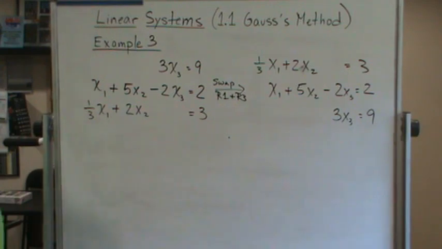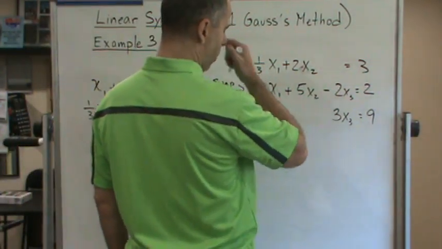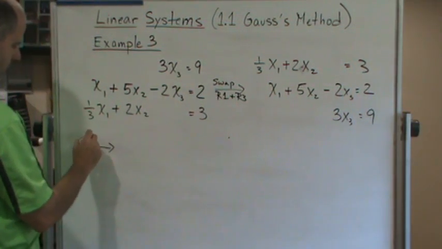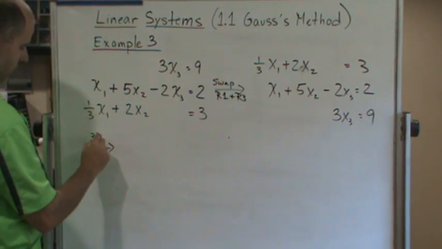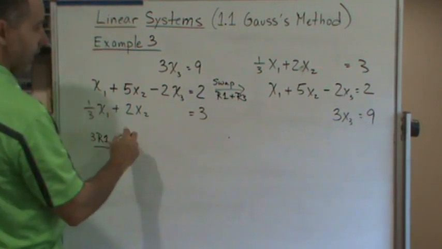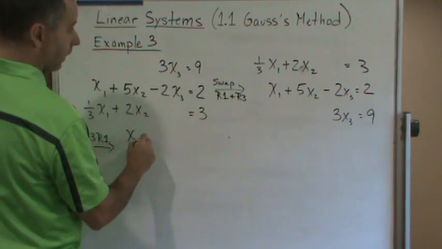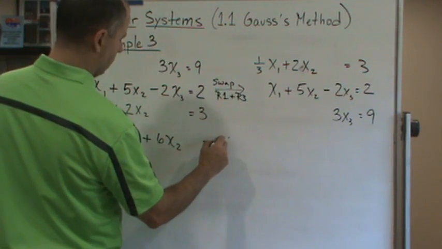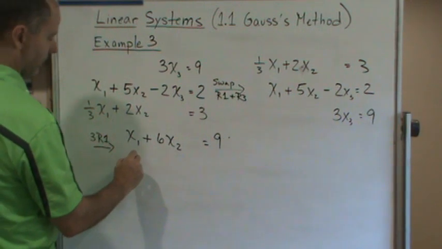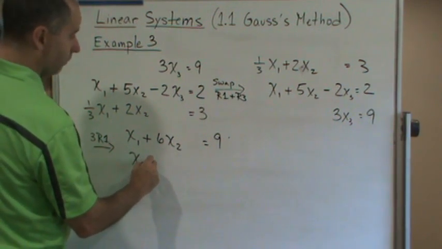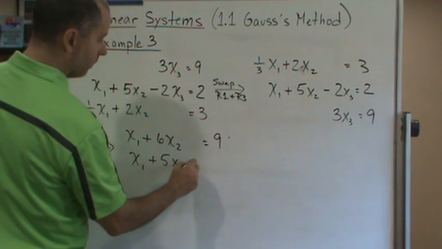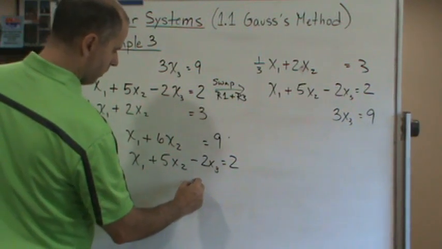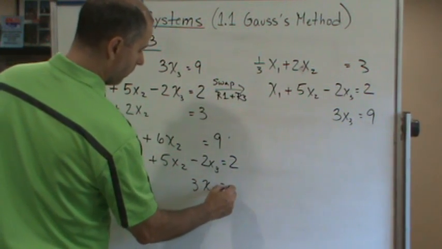Now I'm going to multiply the top row, row 1, by 3. So I'm going to do 3 times row 1. And so that's going to give me x1 plus 6x2 equals 9. And then I'm just going to copy the rest of them.